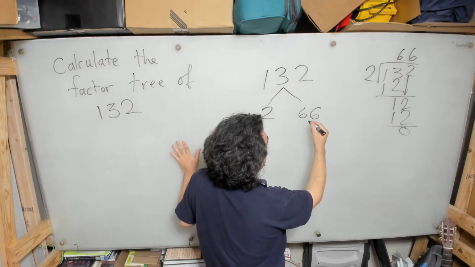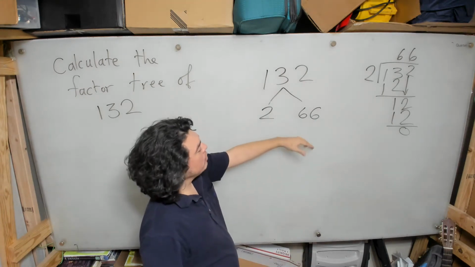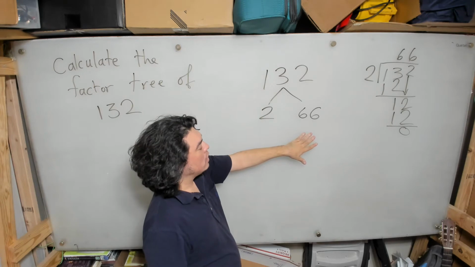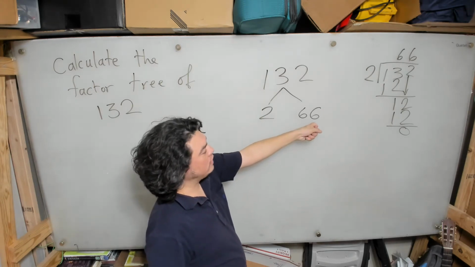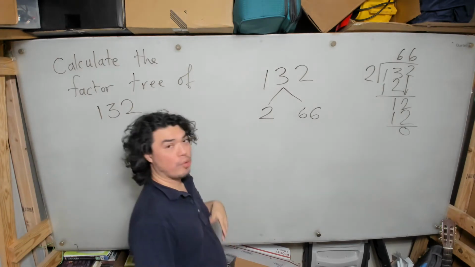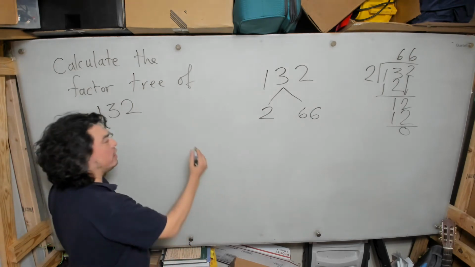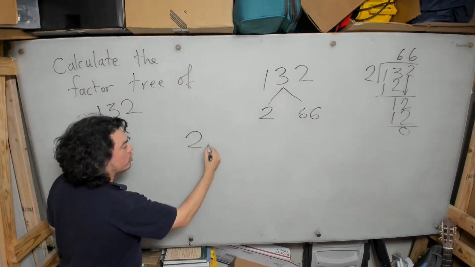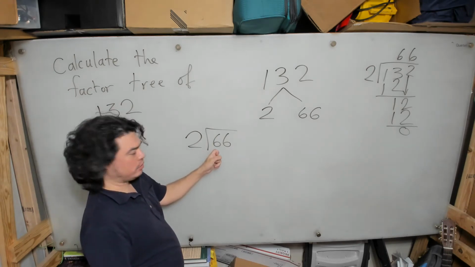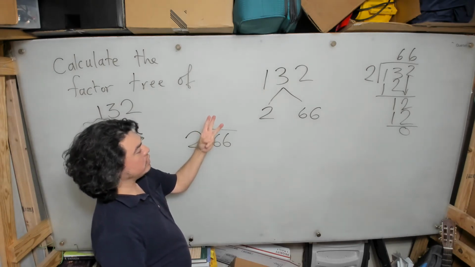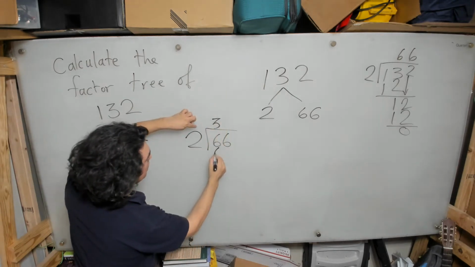And then I can see here that 66 ends with a digit that is even. So I know I'm going to be able to split it up by 2. I'm going to be able to divide it by 2 evenly. So let's do that here. 2 goes into 66. I ask myself, how many times does 2 go into 6? 2, 4, 6. It goes in 3 times. So I'm going to put my 3 here. 3 times 2 is 6, like this.